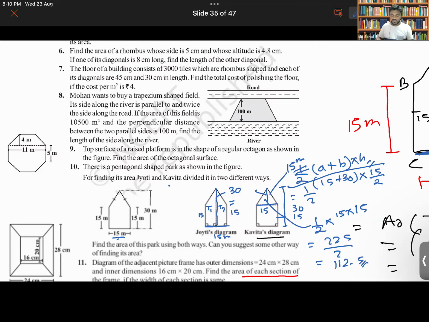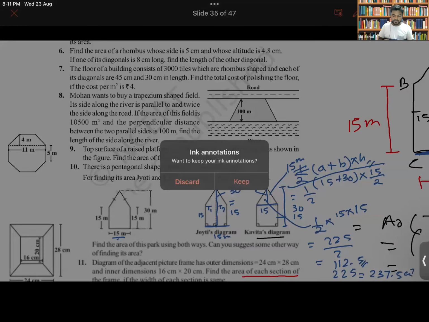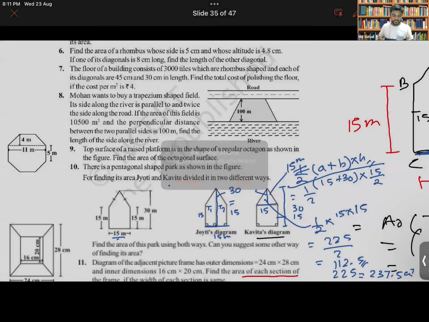Getting it now? Then the area of a square, area simply side multiplied by side, that is 15 into 15, that is 225, right? So we got it to be 237.5 square centimeter, right? I hope it's clear now. Yes, sir. Okay, good.